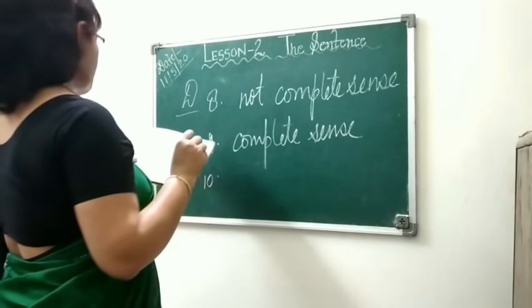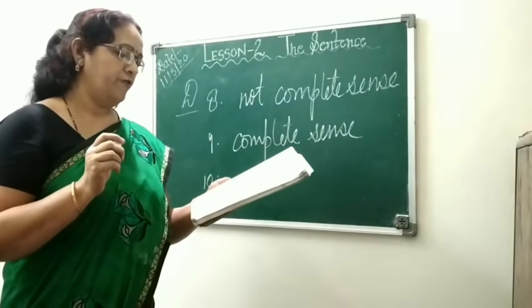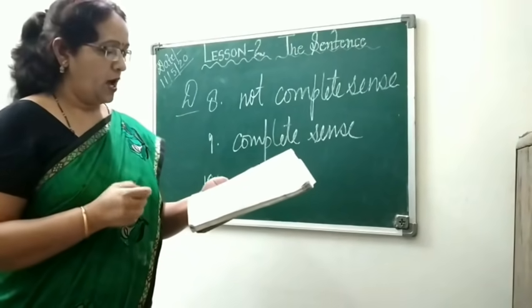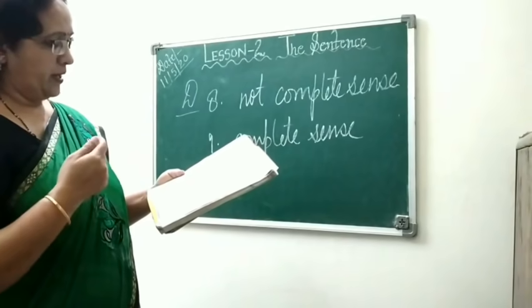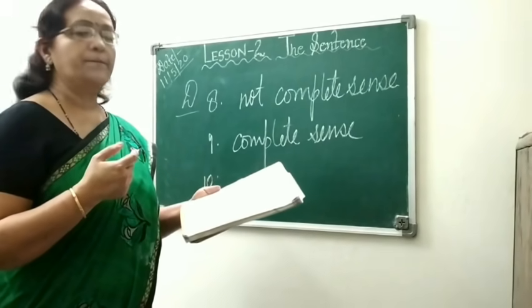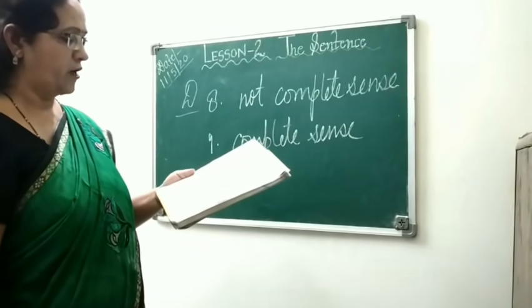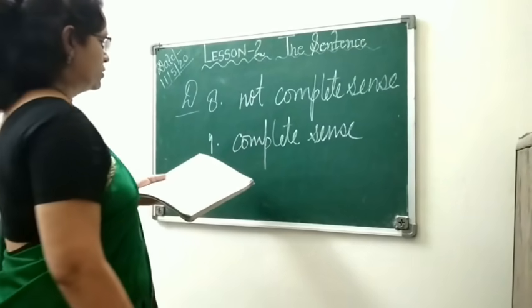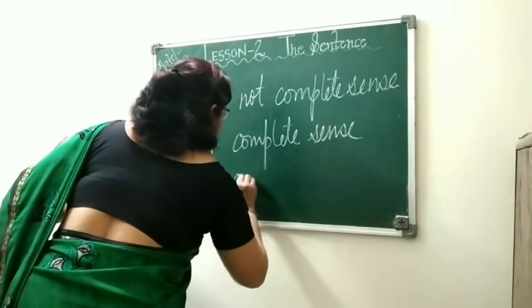Now number 10, children. "My favorite flower is rose." This sentence is also making a sense. So it's a complete sense.